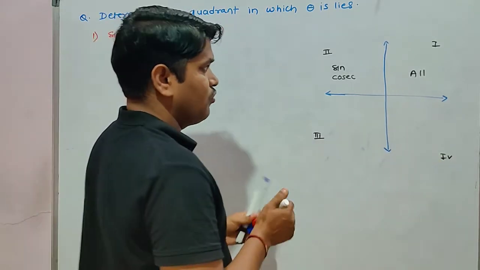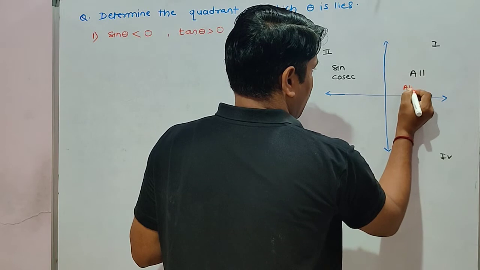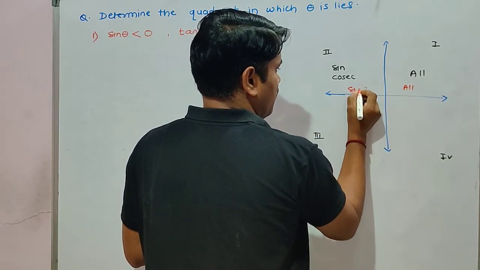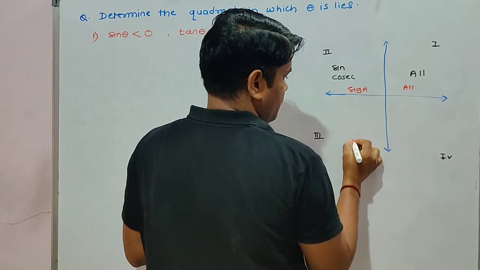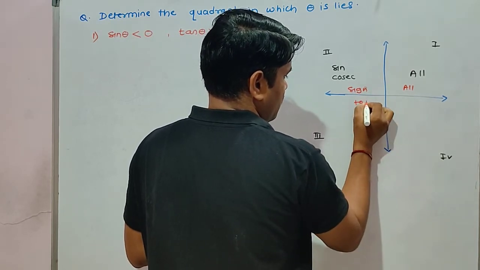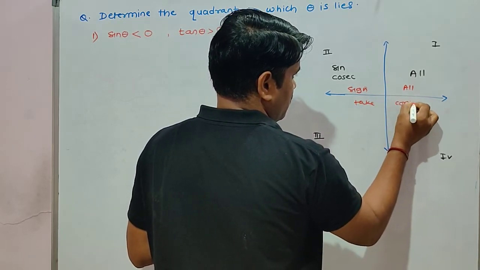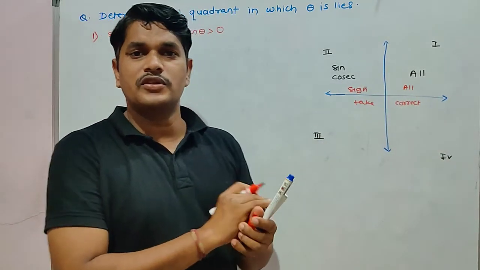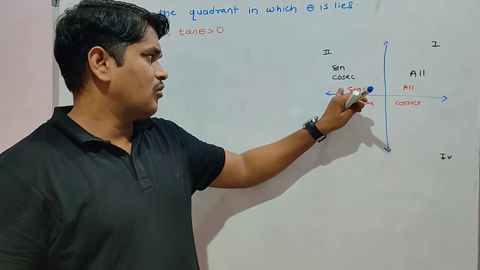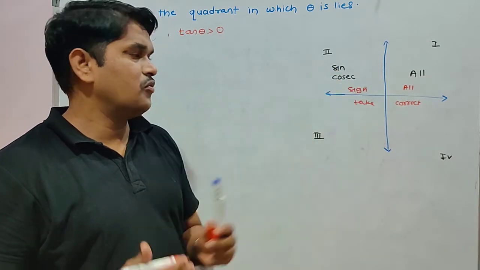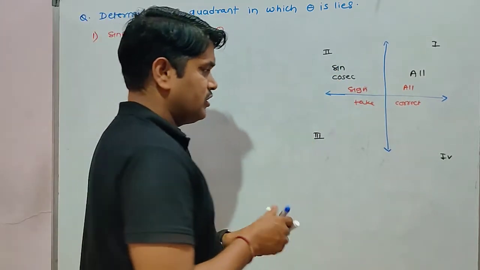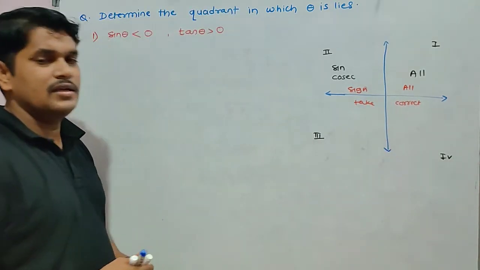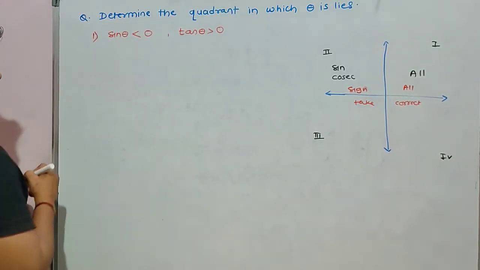Okay, let's write that slogan: All Sin Tan Cos. In the first quadrant all trigonometric functions are positive. In the second quadrant only sin and its reciprocal, that is cosec, are positive. So in the third quadrant and fourth quadrant sin theta is what? Negative.